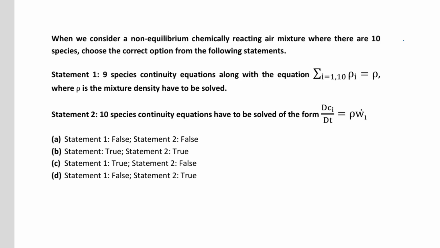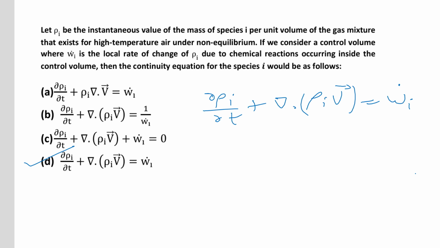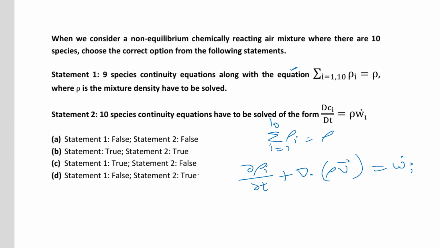So statement 1 says that... So what will be the correct answer for this? Okay, we'll see what will be the answer. So statement 1 says that we have to solve 10 equations in which one is sigma i equal to 1 to 10, rho i equal to rho, and the others are dou rho i upon dou t plus del dot rho i v vector equal to wi dot. We have seen this species continuity equation before. This one. So these are for 9 species and one is this. This is the correct statement.